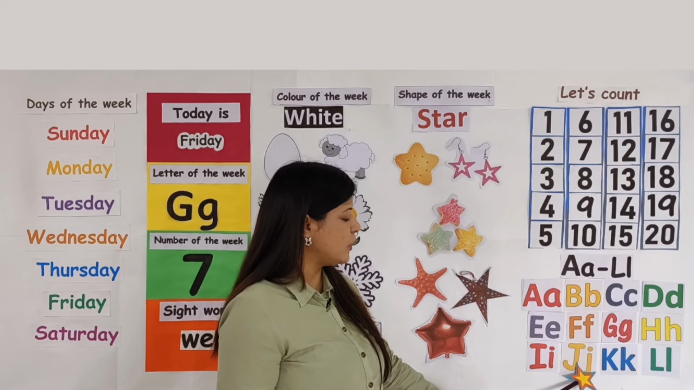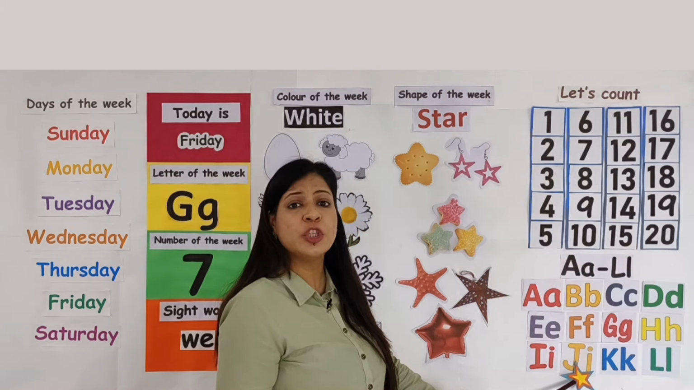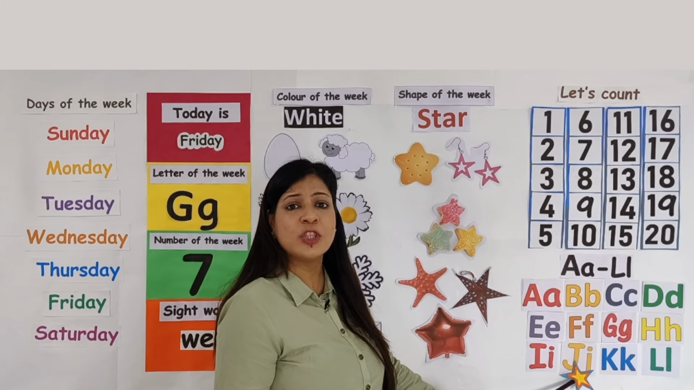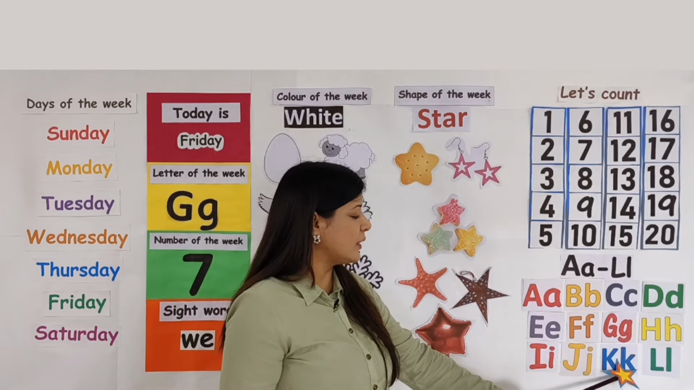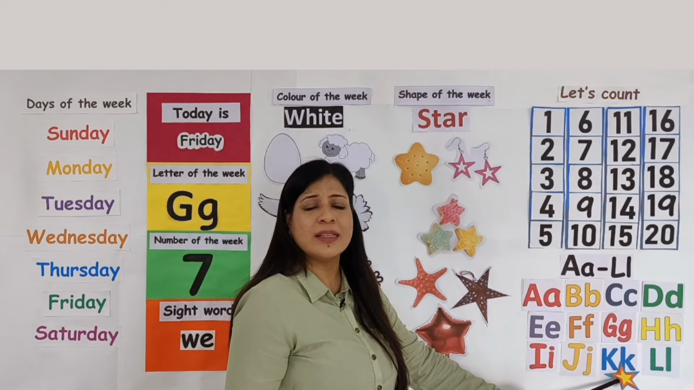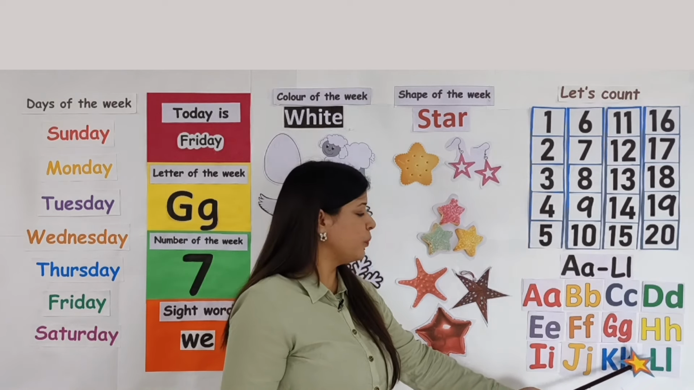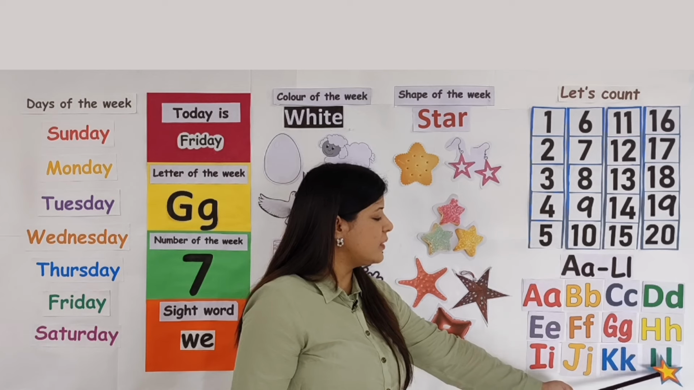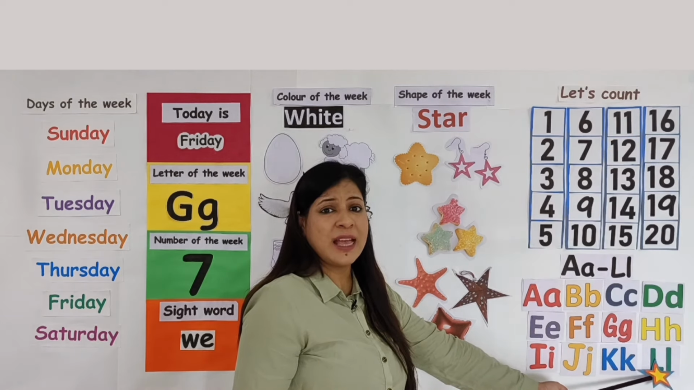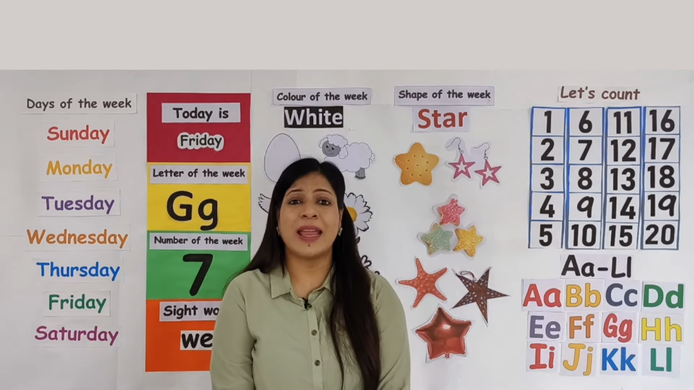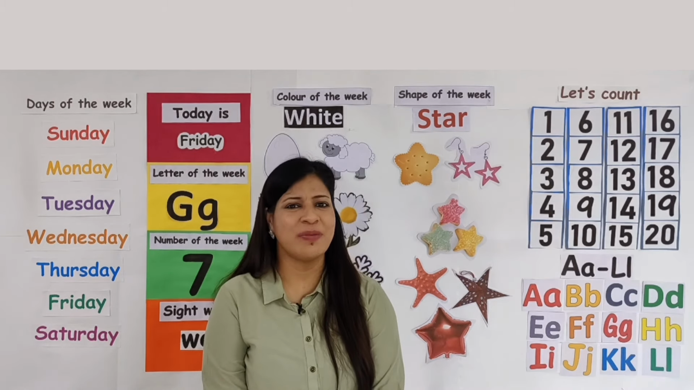This is lowercase letter J. Letter J makes a sound J. This is uppercase letter K. This is lowercase letter K. Letter K makes a sound K. This is uppercase letter L. This is lowercase letter L. Letter L makes a sound L. I hope you all were saying the sounds along with me.